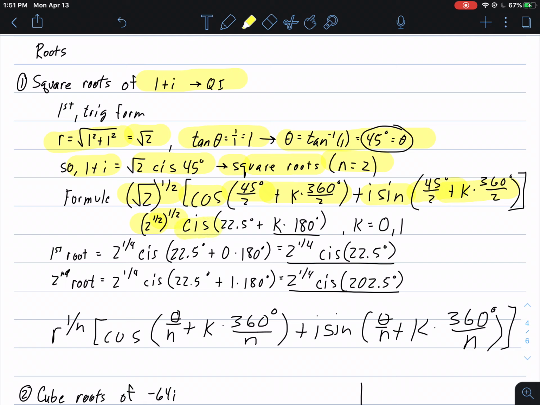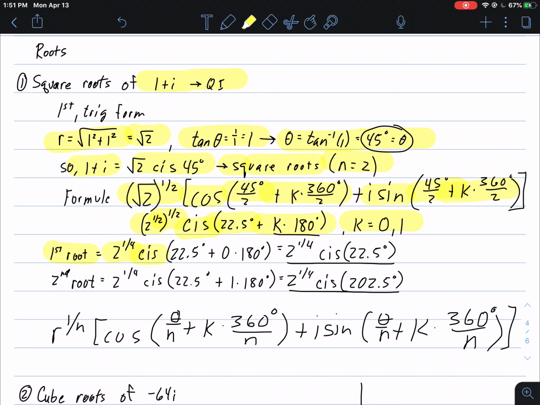Here's our cosine plus i sine of 45 over 2, 22.5 degrees, plus k times 360 over 2, which is 180 degrees. And then for our roots, we plug in the k values, k equals 0 and k equals 1, to get the 2 square roots. And so our first root, now that's 2 to the 1/2 to the 1/2, right? Power to a power we multiply. So that gives us 2 to the 1/4.